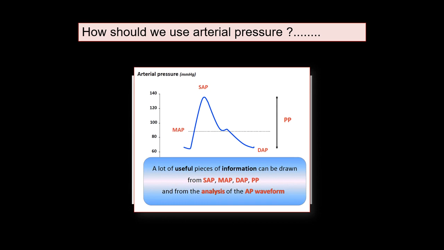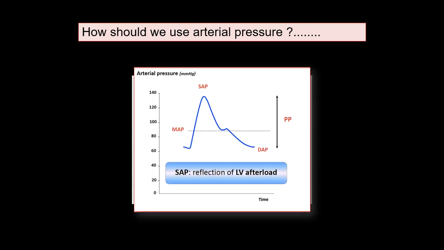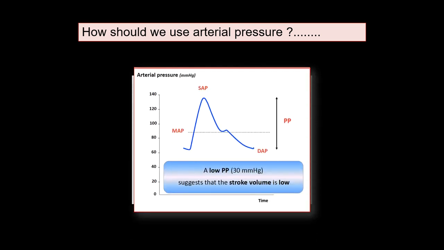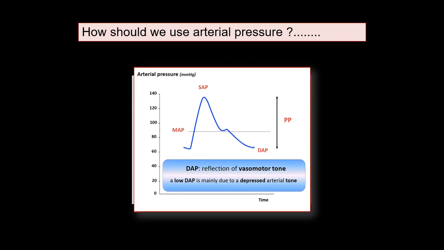A lot of useful pieces of information can be drawn from systolic arterial pressure, mean arterial pressure, diastolic arterial pressure and pulse pressure. Systolic pressure is always a reflection of LV afterload. If afterload is less, of course systolic pressure will be high. If afterload is too high, systolic pressure may be less. A low pulse pressure suggests that stroke volume is low, because the pulse pressure indicates the stroke volume.